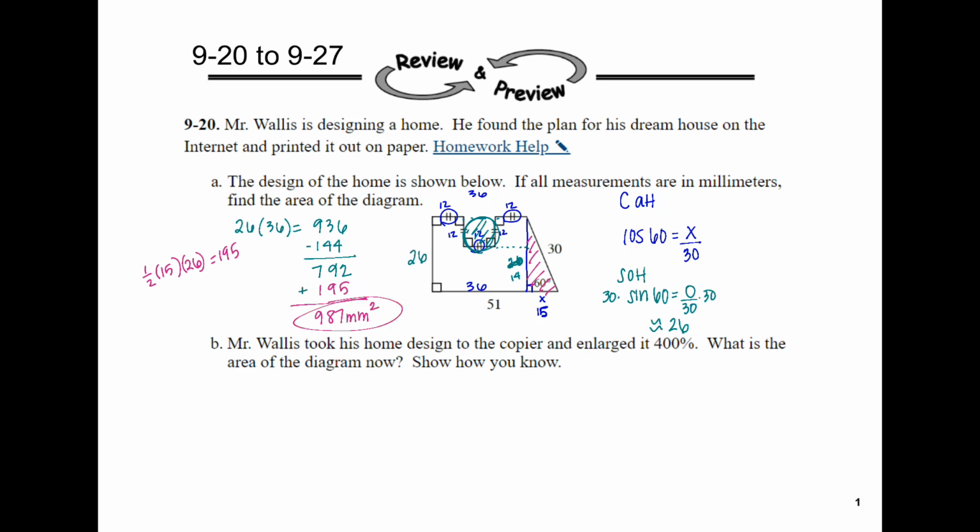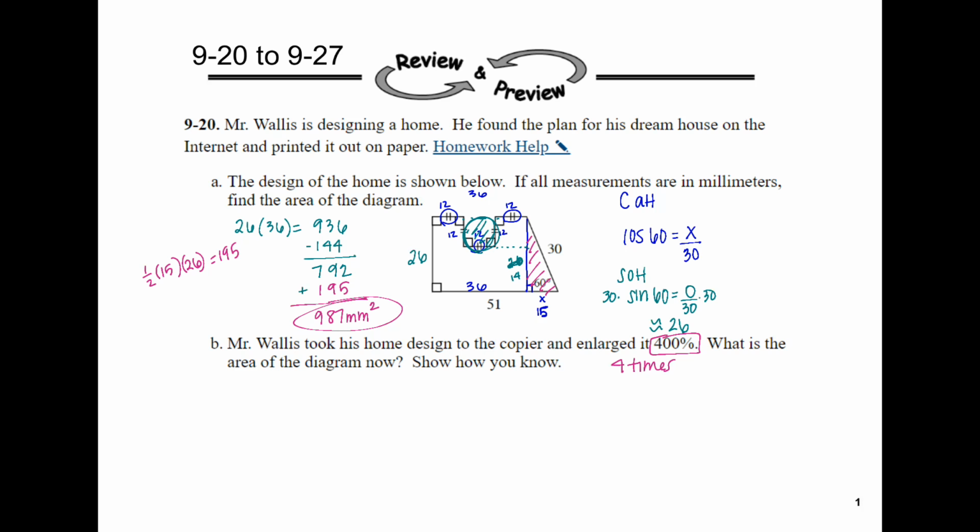Mr. Wallace took his home design to the copier and enlarged it 400%. What is the area of the diagram now? How do you know? So when we know that it was enlarged by 400%, we know that that means 4 times as large as our original drawing, which we say was at 100%.